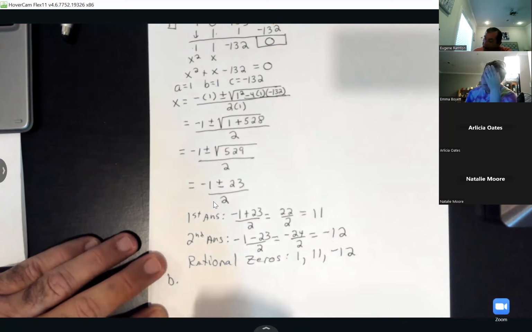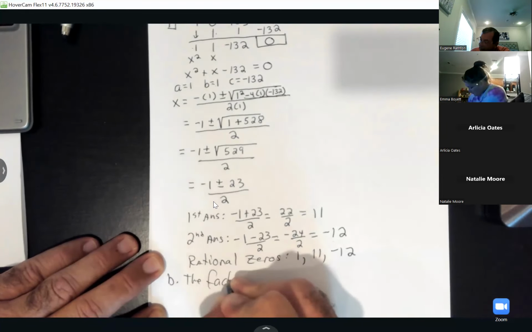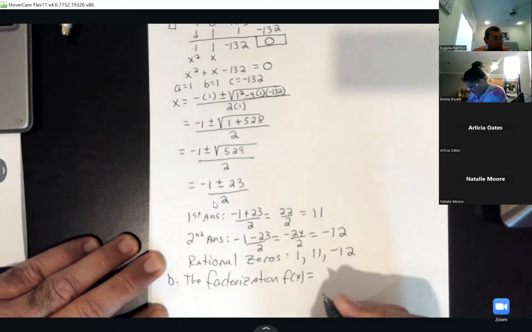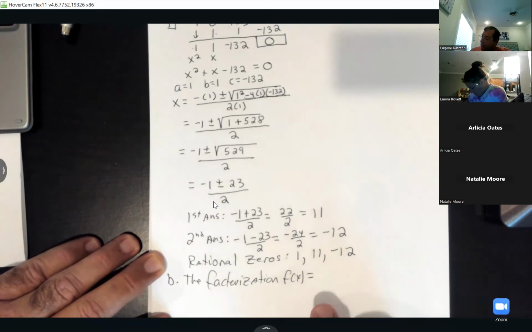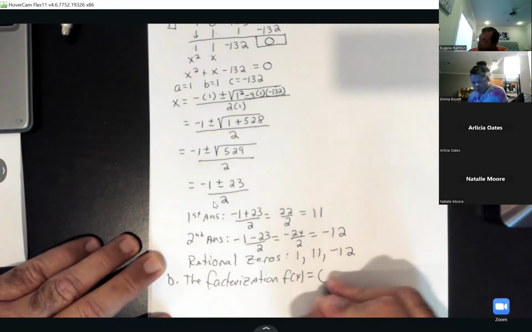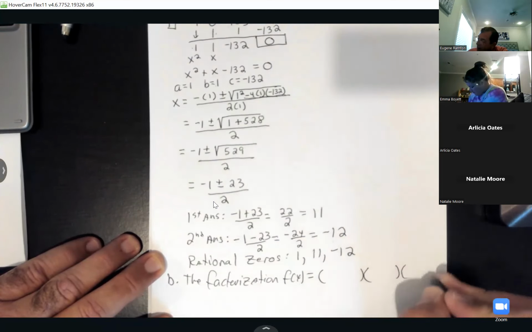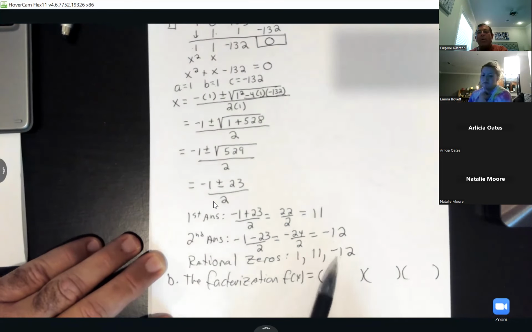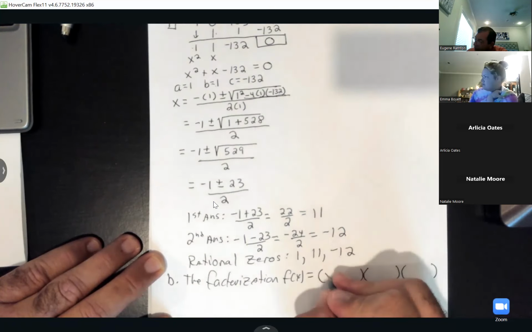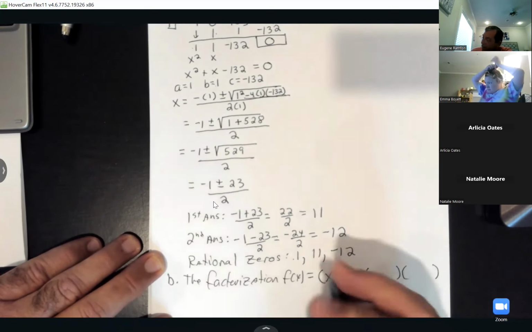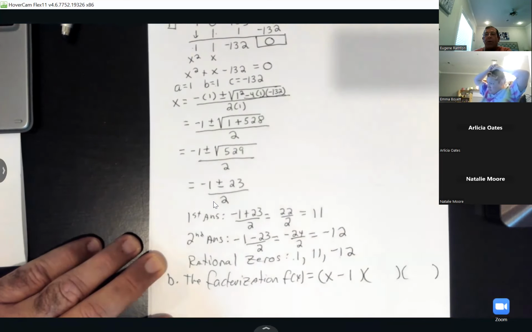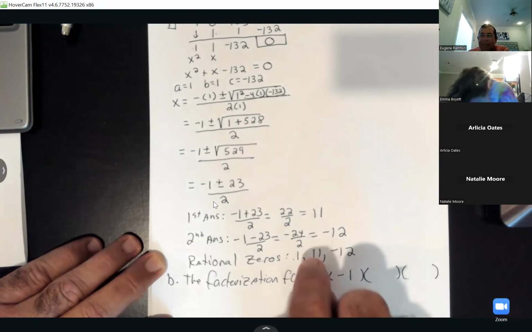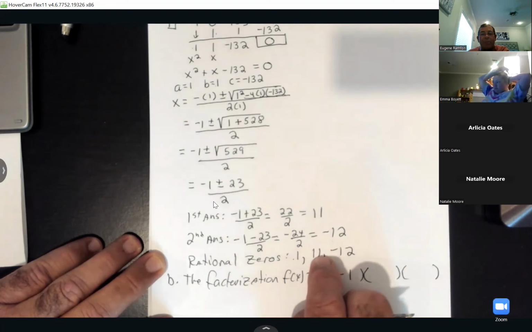So part B, it said the factorization, f of x equals. Now when they're talking about putting it in linear factors, they're just talking about putting everything in parentheses. Now, if these are my 3 zeros, remember when we put them in parentheses, the first one, since that's a positive one, the first factor will be a x minus 1. Remember, these linear factors always had opposite signs than the zeros. So that was a positive 11.